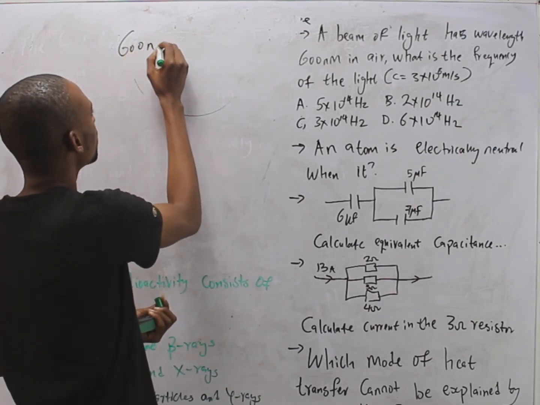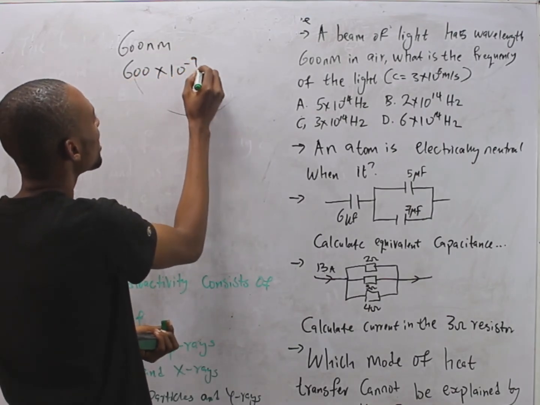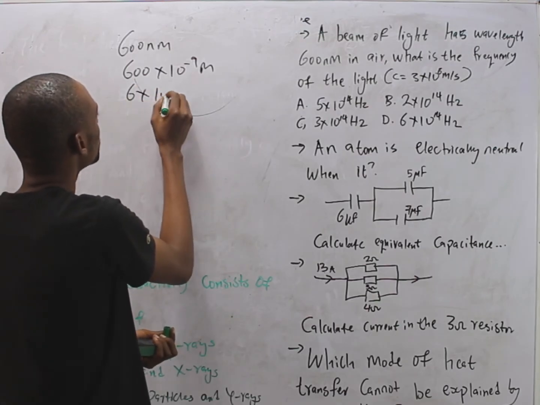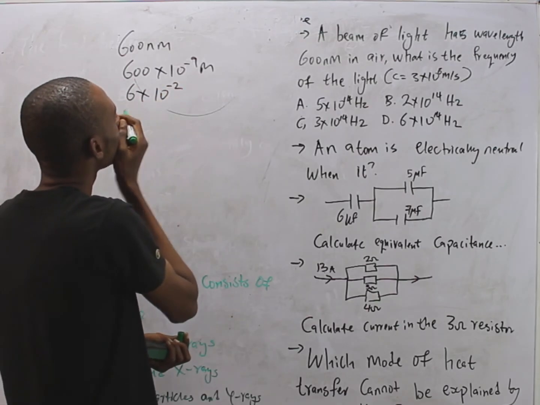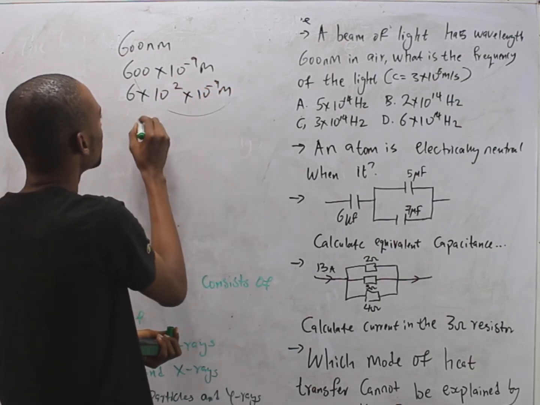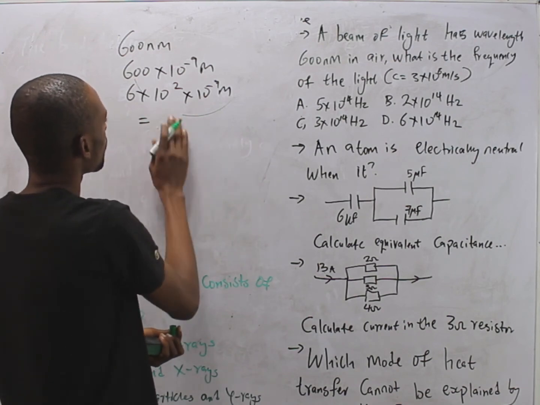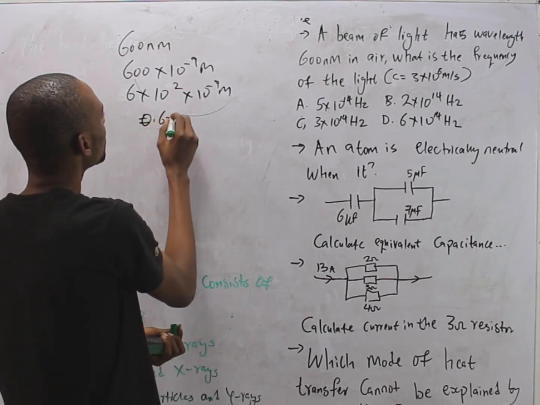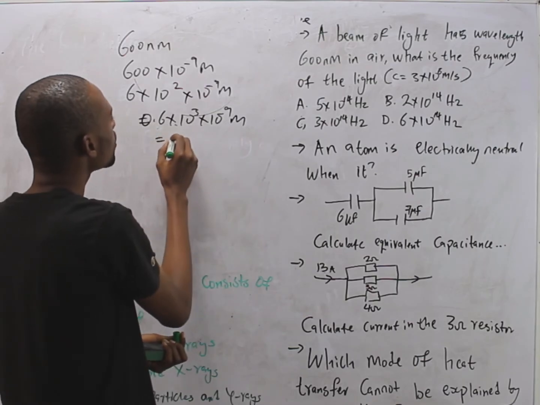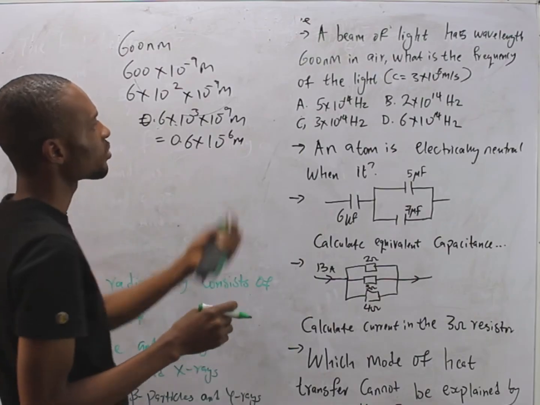600 nanometer is the same thing as 600 times 10 raised to the power of minus 9 meters, which is 6 times 10 raised to the power of 2 times 10 raised to the power of minus 9 meter. This is the same as 0.6 times 10 raised to the power of 3 times 10 raised to the power of minus 9 meter, which equals 0.6 times 10 raised to the power of minus 6 meters. So that is the wavelength.